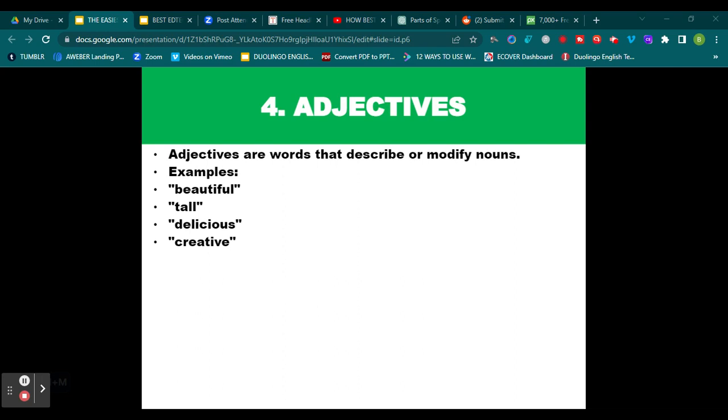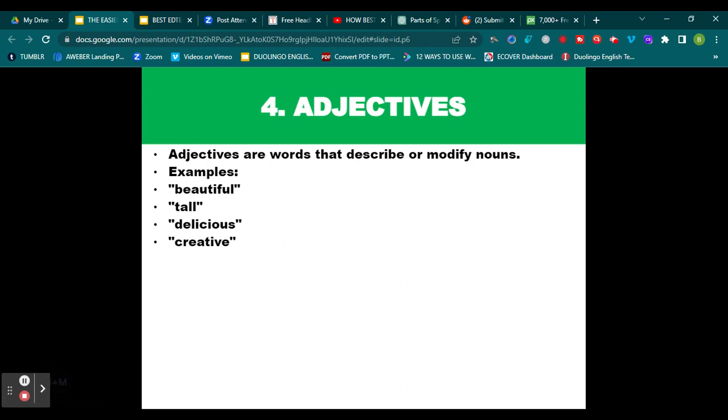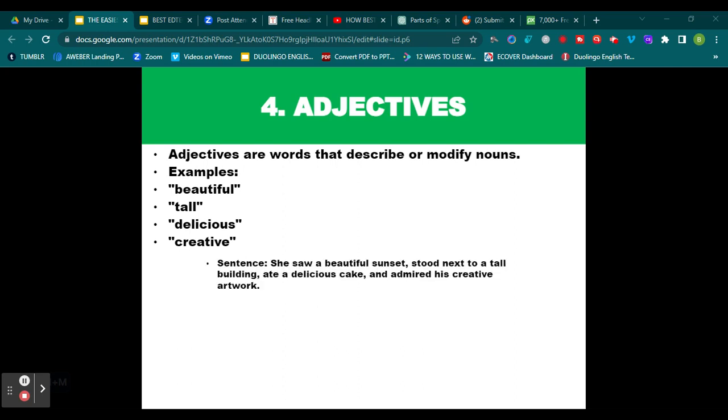She saw a beautiful sunset, stood next to a tall building, ate a delicious cake, and admired his creative artwork. So you can see how we have been able to use each of these adjectives in a sentence. Now let's move on.